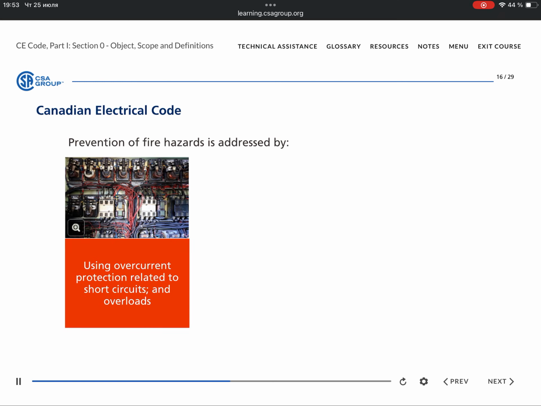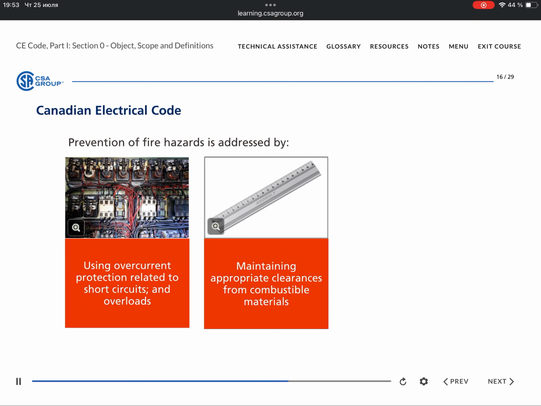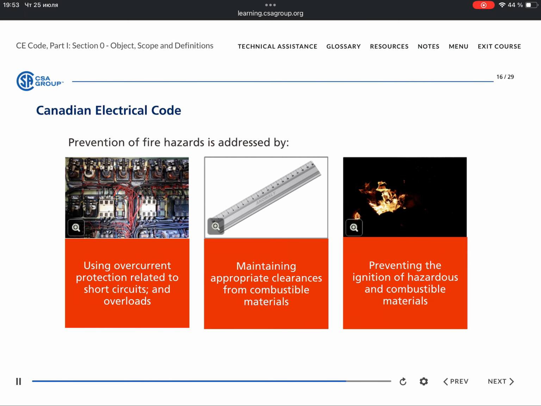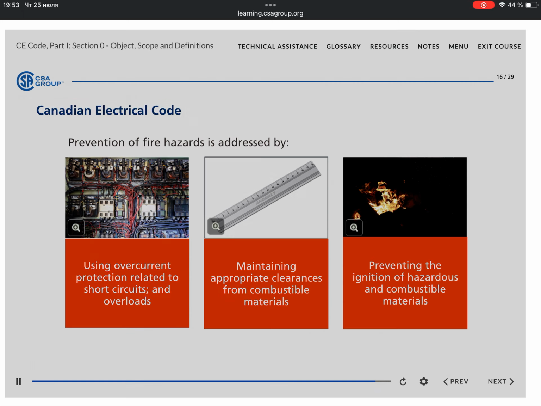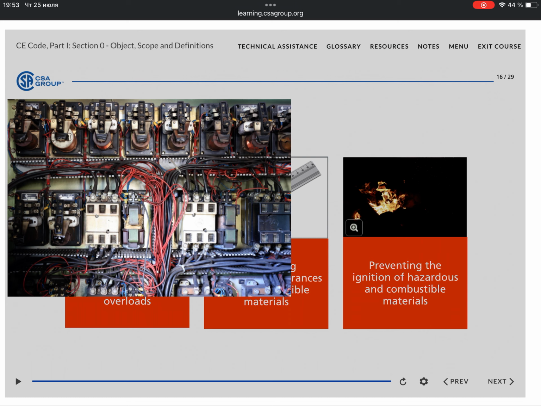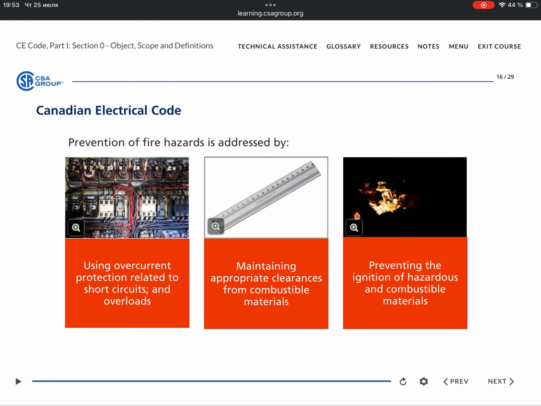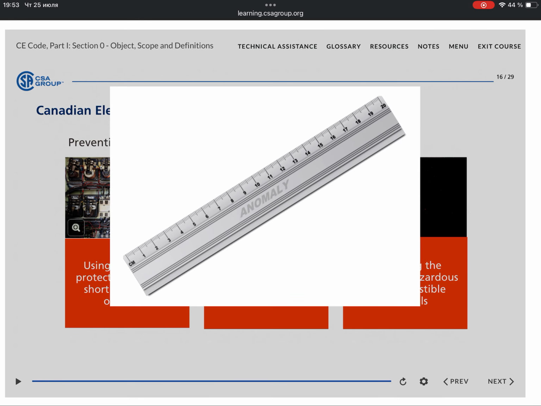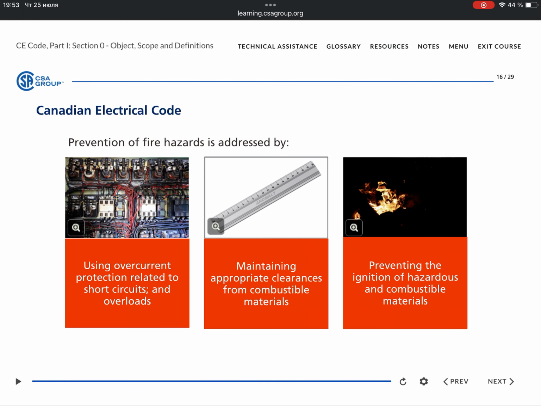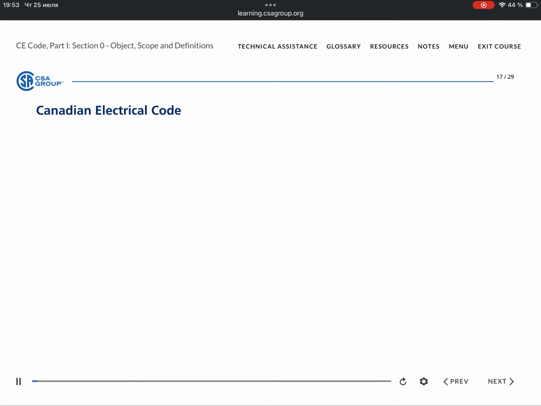Use overcurrent protection related to short circuits and overloads. Maintain appropriate clearances from combustible materials. And prevent the ignition of hazardous and combustible materials. Compliance with the requirements of this code and proper maintenance will ensure an essentially safe installation.